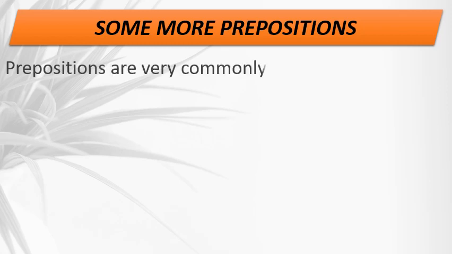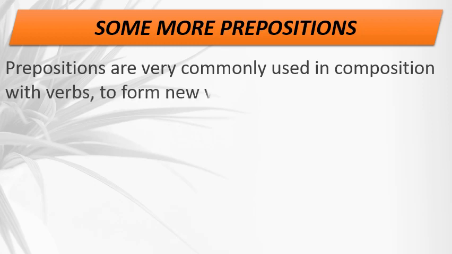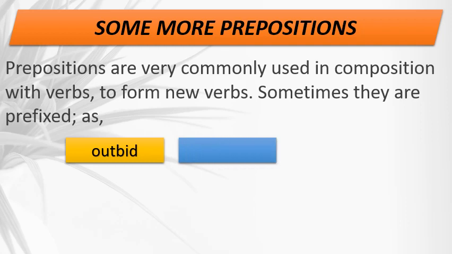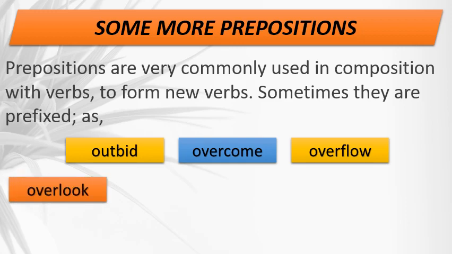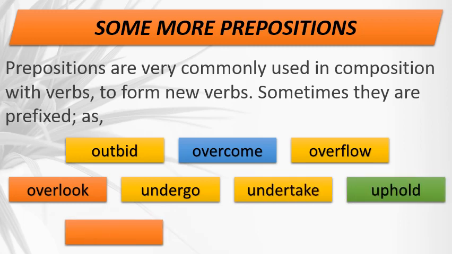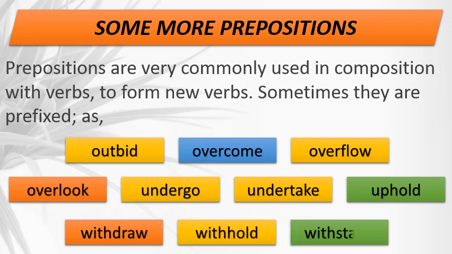Prepositions are very commonly used in composition with verbs to form new verbs. Sometimes they are prefixed. Number 1, overbid. Number 2, overcome. Number 3, overflow. Number 4, overlook. Number 5, undergo. Number 6, undertake. Number 7, uphold. Number 8, withdraw. Number 9, withhold. Number 10, withstand.